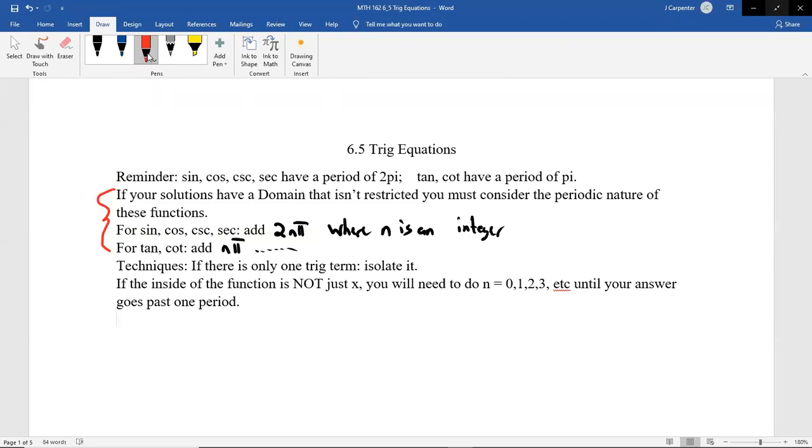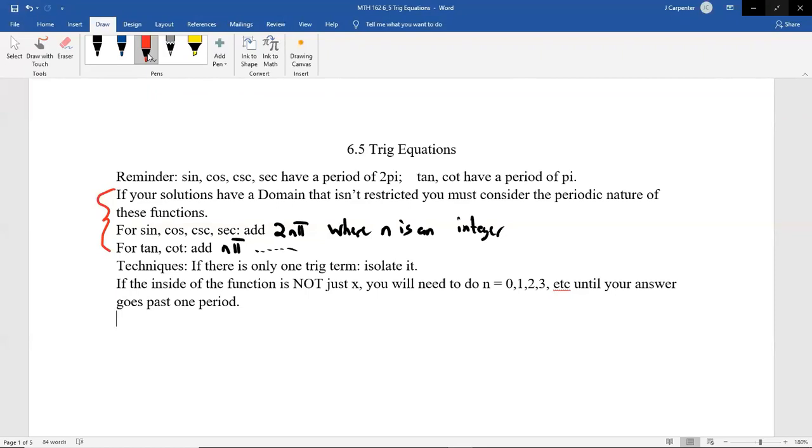Sometimes the inside won't just be a theta, it might be a 2 theta or a 3 theta or a 4 theta, or it could be x, it doesn't have to be theta. And then we'll have to go through this n equals 0, 1, 2, 3 process, and this will actually come up in another instance as well, but let's just label it for now. We'll get back to it.